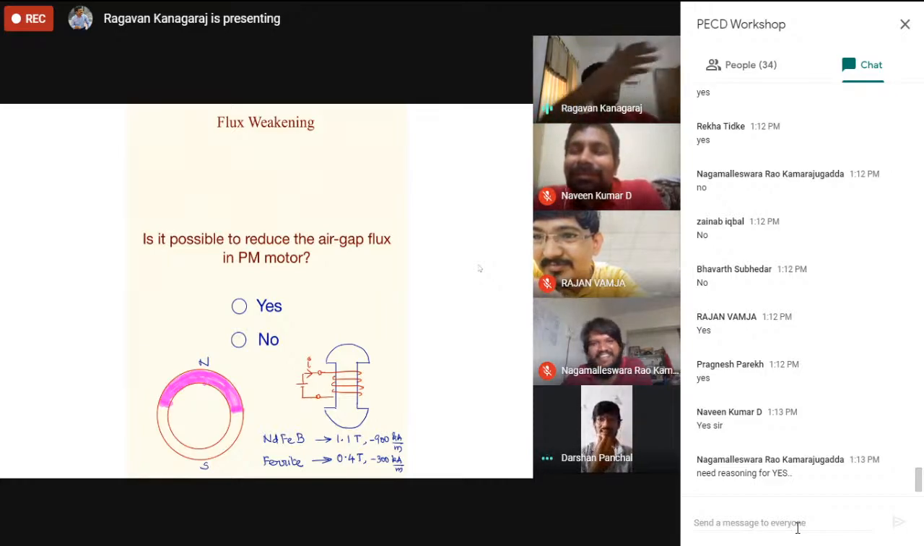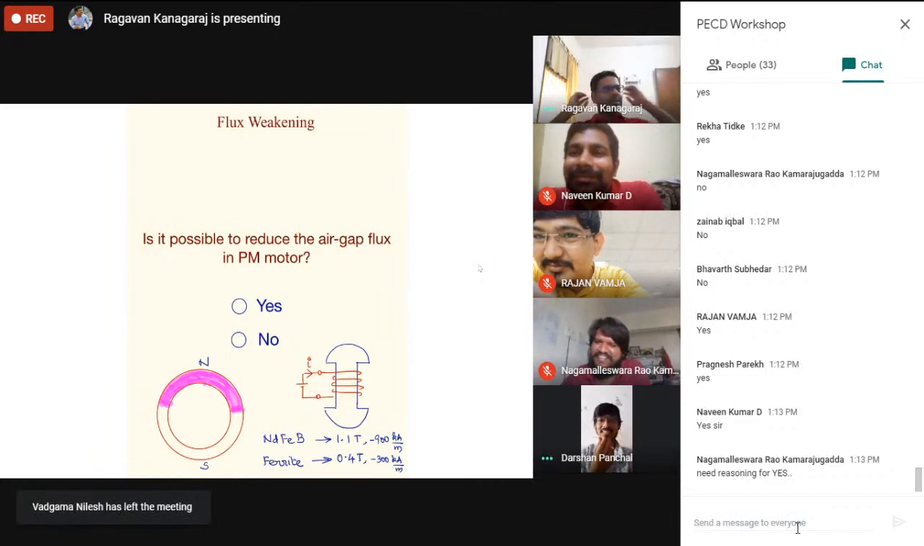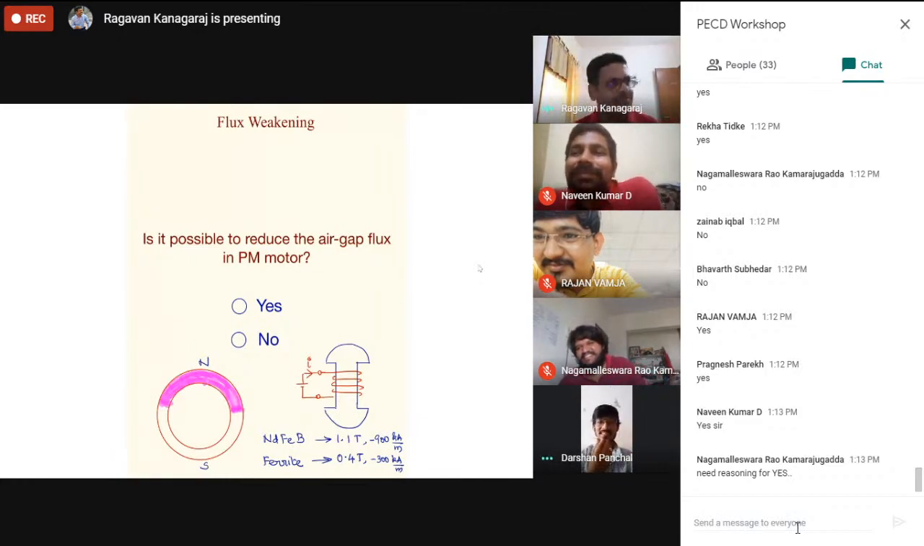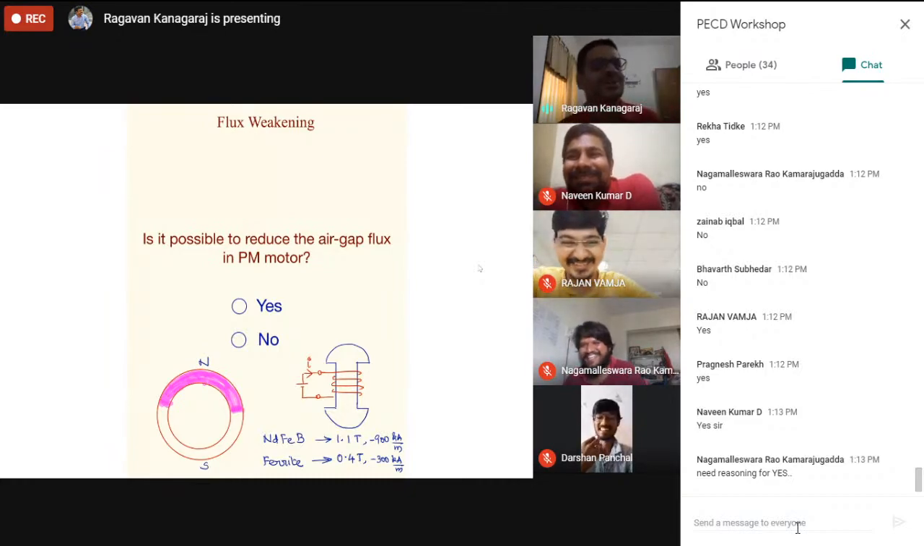Question, I need not repeat. It is there. But sir, samajh mein nahi aaya. Is it possible to reduce air gap flux in a permanent magnet motor? I have to improve my English. That's what, my written English, I have to improve.